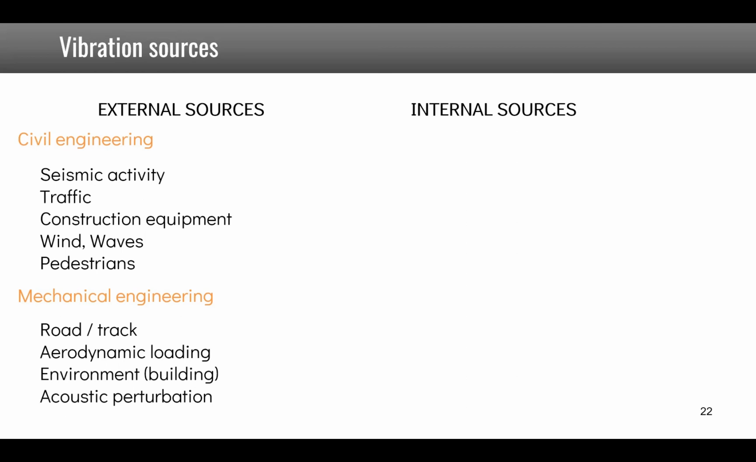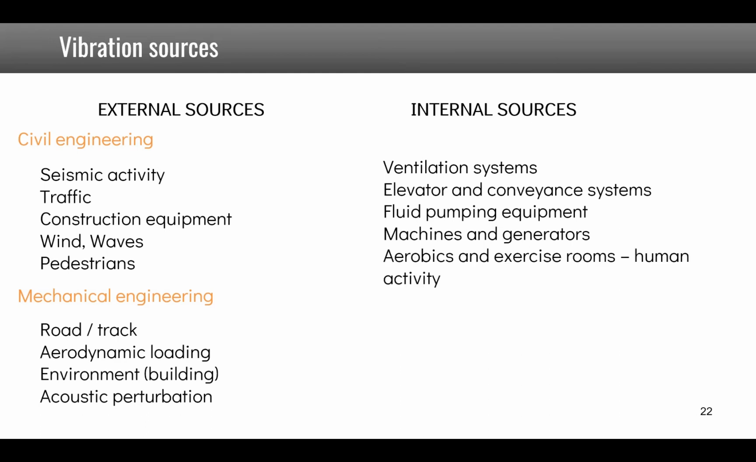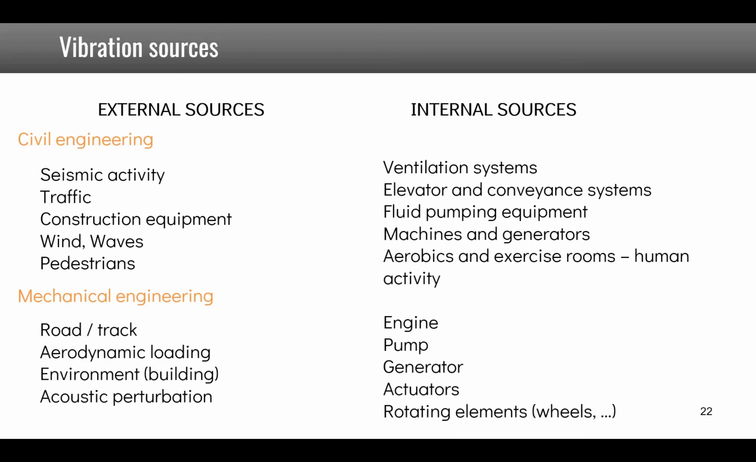In the case of buildings in civil engineering, you can have ventilation systems, elevators, fluid pumping equipment, all kinds of machines and generators, and aerobics or exercise rooms, so basically human activity. In mechanical engineering, you often have an engine or a pump or a generator or an actuator or several actuators, and you can have several rotating unbalanced elements such as wheels.